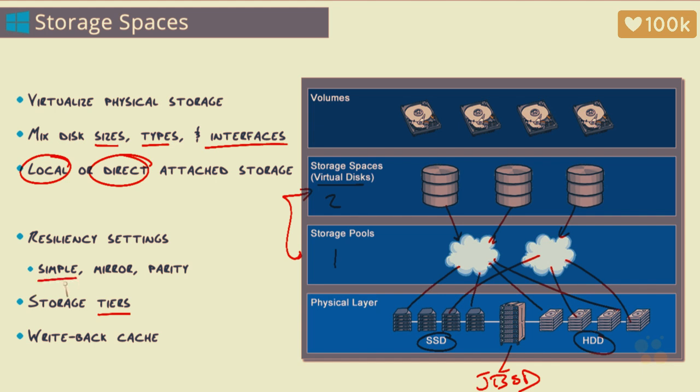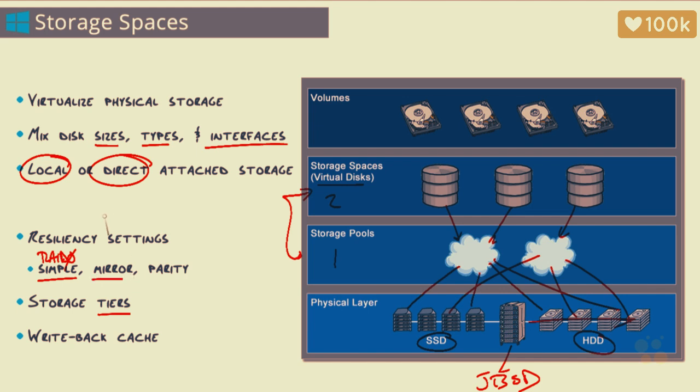Let's go over each one of these. Simple is the equivalent of RAID 0, and it actually doesn't provide us with any resiliency because it just simply stripes our data across all of those physical disks. So there's not going to be any extra copies of our data stored anywhere at this layer. And this is useful for high performance workloads where data loss is acceptable.